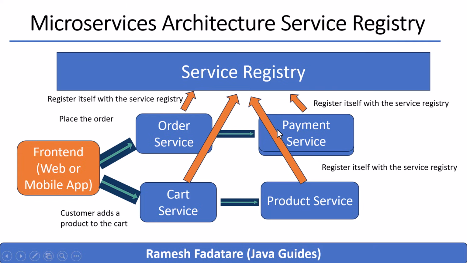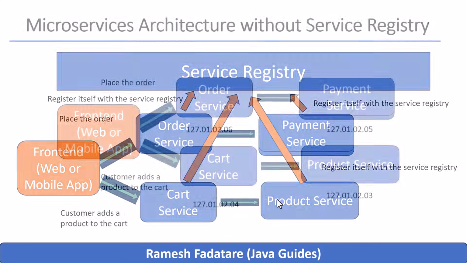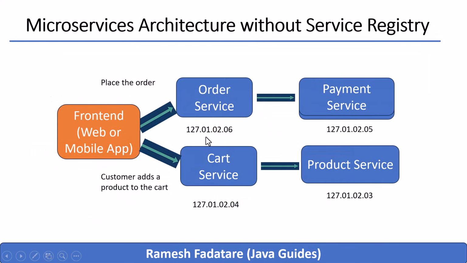They may even be written in different languages, deployed on different servers, and scaled differently depending on traffic. Now here's the issue. Let's say the cart service needs to talk to the product service. How does it find it? You might think just call its IP address, right? But in microservices that breaks down fast. Let's first see the problem and later we will see how service discovery solves the problem.